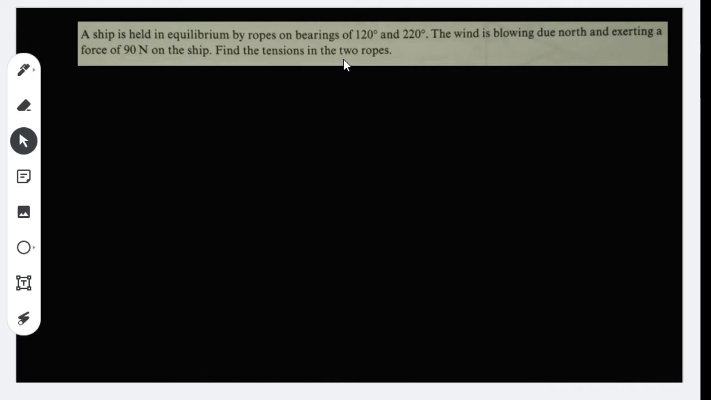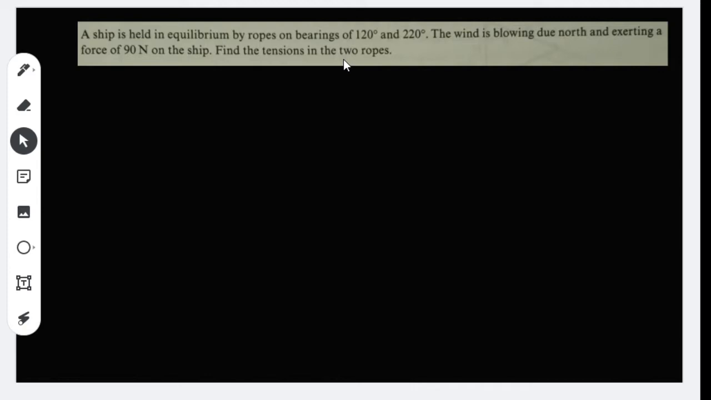In this problem, the diagram is not given. So first things first, we need to draw the diagram. So let's start. Based on the problem, a ship is held in equilibrium by ropes with bearings 120 and 220 degrees. Let's draw a dot. The dot here can represent the ship.